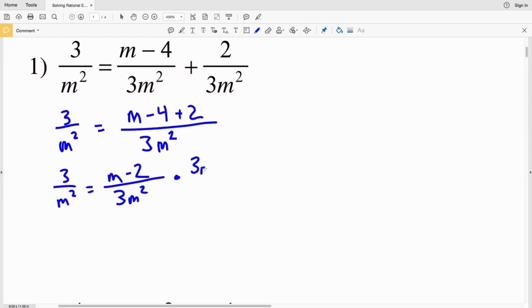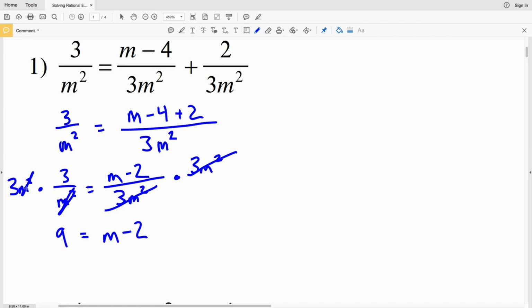Multiplying the right by 3m squared, we'll remove the 3m squared from the denominator, and then when I multiply the left by 3m squared, the m squareds will cancel out, so I'll be left with 3 times 3, which is 9, and that's going to be equal to m minus 2. And I'll explain that one more time. Since I multiplied by 3m squared, 3m squared over 3m squared is 1, so we'll have 1 times m minus 2, which is simply m minus 2.